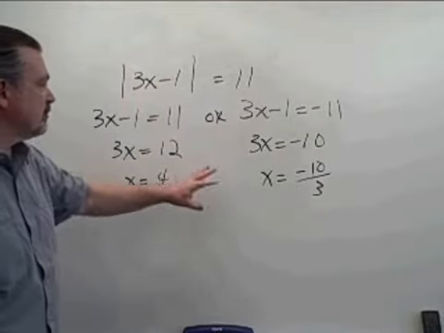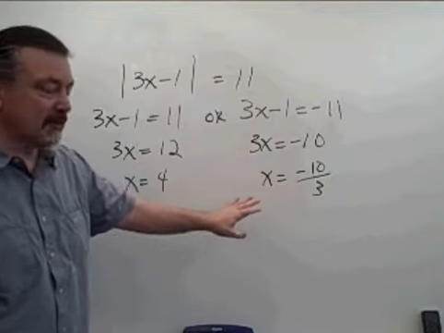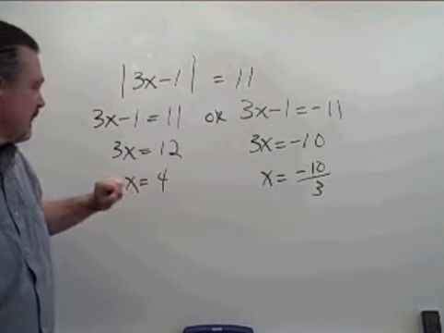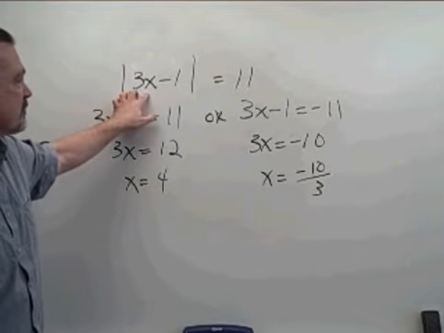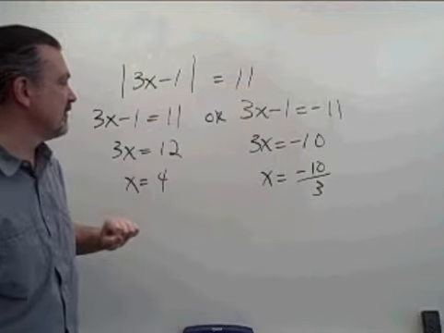So x could be either of those values, either 4 or negative 10 thirds, and it would produce a quantity whose absolute value is 11. If x was 4, 3 times 4 is 12, 12 minus 1 is 11. Absolute value of 11 is 11.